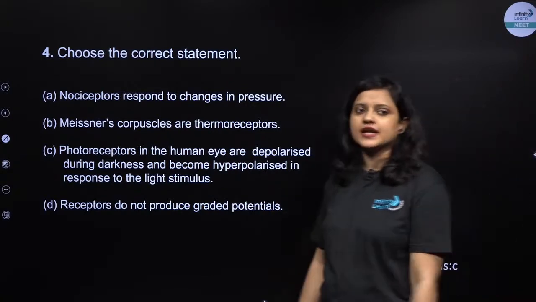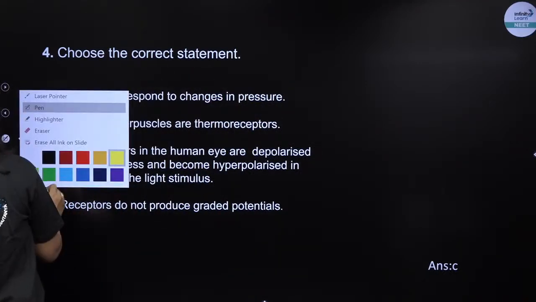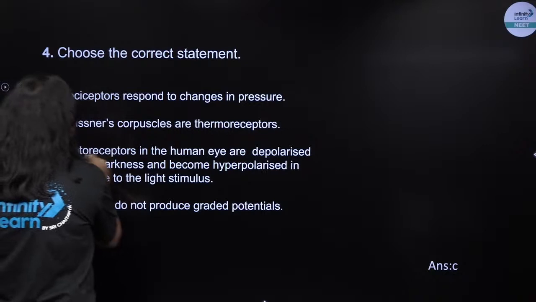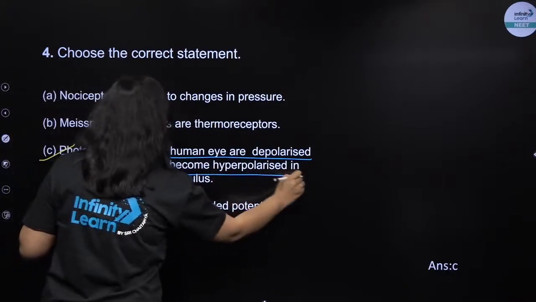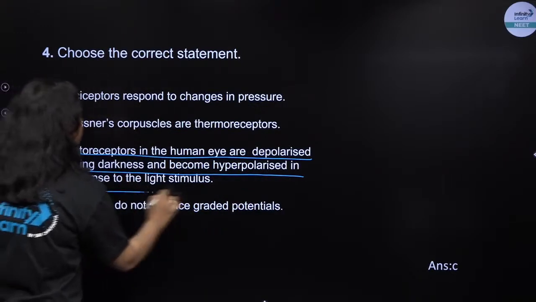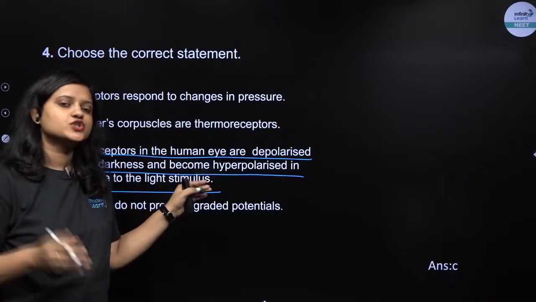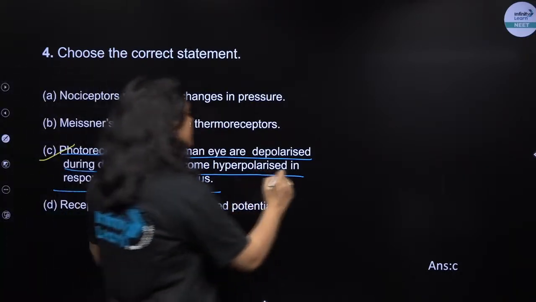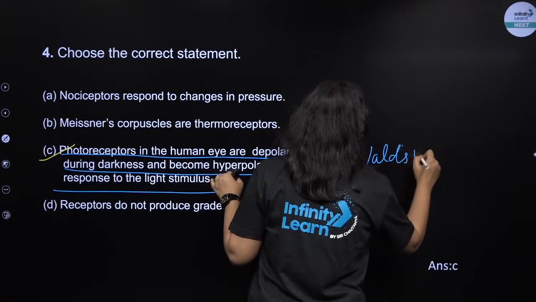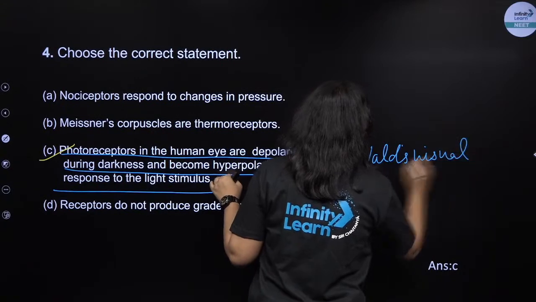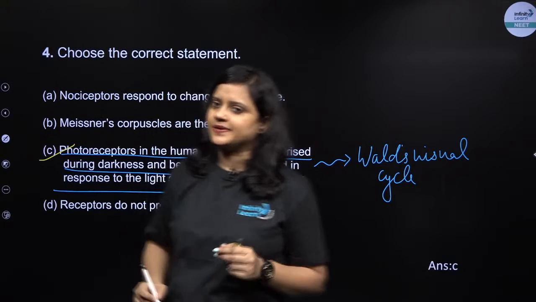So let's see what is the correct option for this question. You can already see it is C. Let's see why it is C. Photoreceptors in the human eye are depolarized during darkness and become hyperpolarized in response to the light stimulus. This happens through Wald's visual cycle. This is how we are able to see.